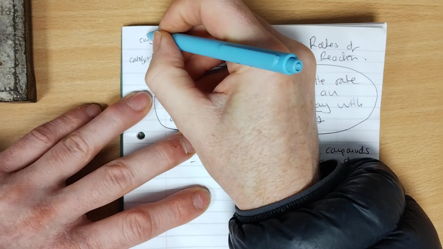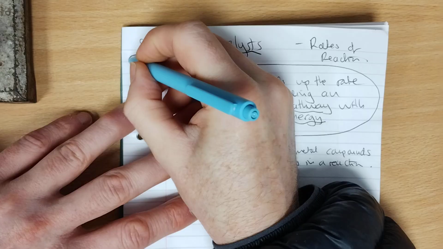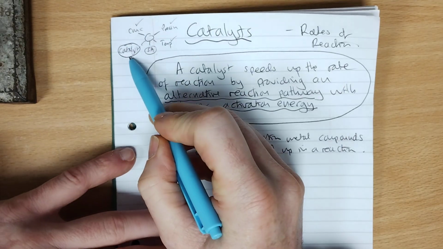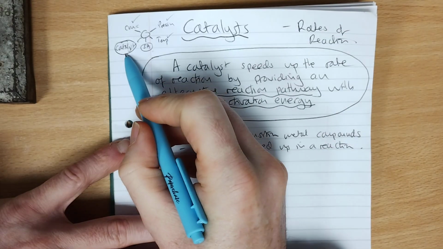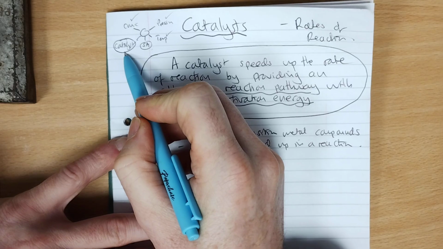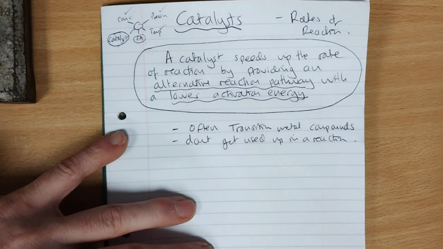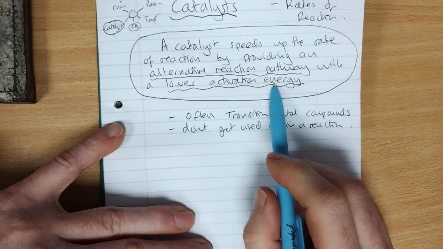So yeah, concentration, that's definitely something you should do. Increase the pressure, yeah, increase the temperature. But if you can find a catalyst that speeds up the rate of your reaction and you can get it back at the end, man, you're going to make a lot of money. Because your reaction is going to go a lot faster. You can make a lot more product. Okay. A catalyst speeds up the rate of reaction by providing an alternative reaction pathway with a lower activation energy.